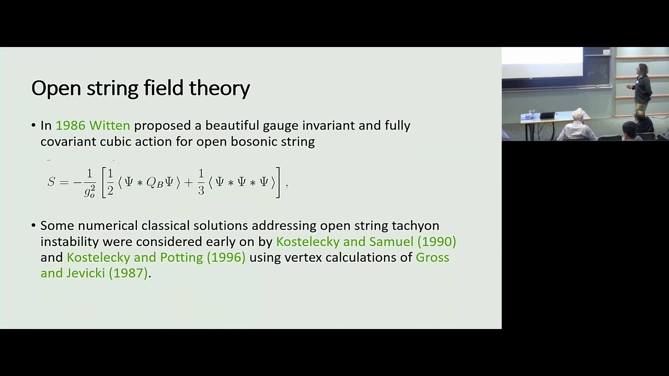Early on, already in 1990, Kostelecky, Samuel, and others used this action to address the fate of the open string tachyon. They were using a vertex that was worked out by David Gross, sitting here, and Jevicki. But they didn't learn much. They found that the tachyon can indeed condense, but they didn't learn anything about the endpoint of the condensation.